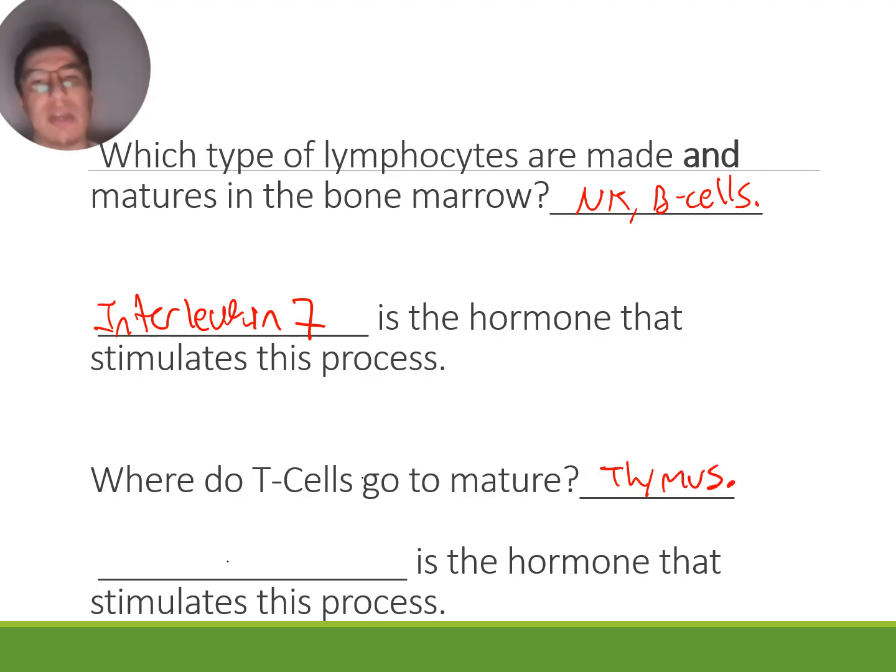Blank is the hormone that stimulates this process. When we talk about cells that go to the maturation process, we're talking about thymic hormones. And these thymic hormones are the ones that stimulate the maturation process of the T cells. There are different thymic hormones, including thymosin, as well as different cytokines.